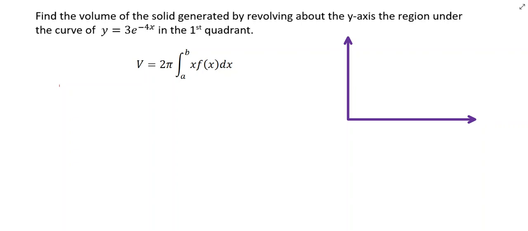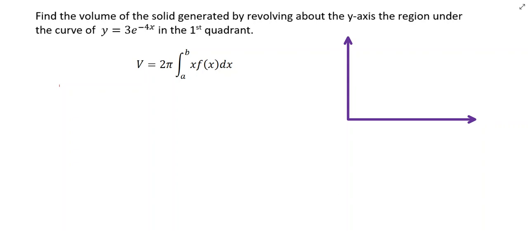In this video, we are going to be finding volume, and we are going to have to use the concept of improper integrals. So let's get started. Find the volume of the solid generated by revolving about the y-axis the region under the curve of y equals 3e to the negative 4x in the first quadrant.